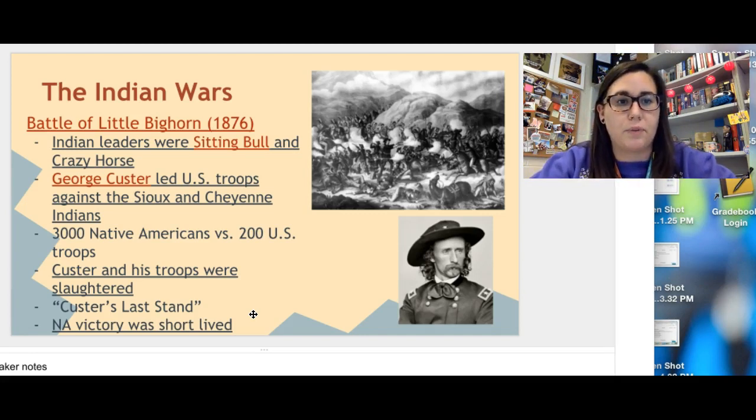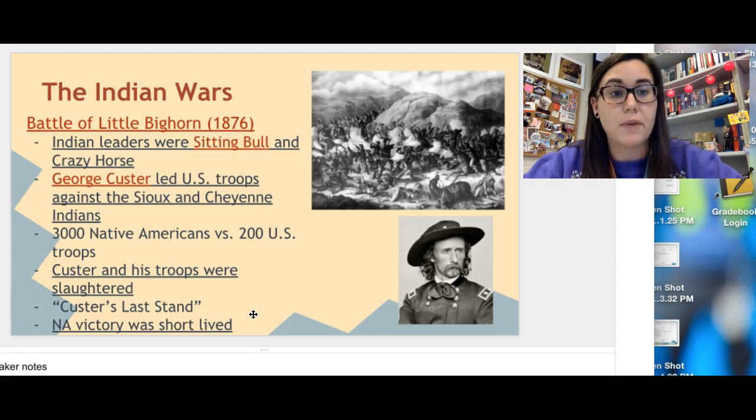However, George Custer was a proud man. He believed that his men and technology was superior enough to take on the Sioux on his own. So him and his 200 men launched an attack on this encampment of the Sioux and Cheyenne. It was 200 U.S. troops up against 3,000 Native Americans. They didn't realize that they had found the main encampment and would be so outnumbered. And as a result, Custer and his troops were slaughtered. This became known in the East as Custer's Last Stand, and it is the primary victory of the Native Americans in the Indian Wars. It would also be their last major victory.